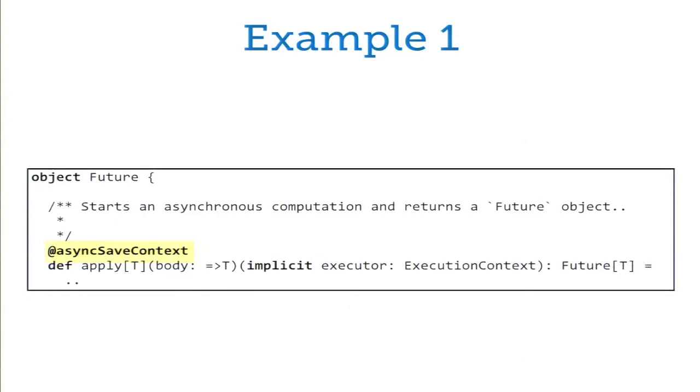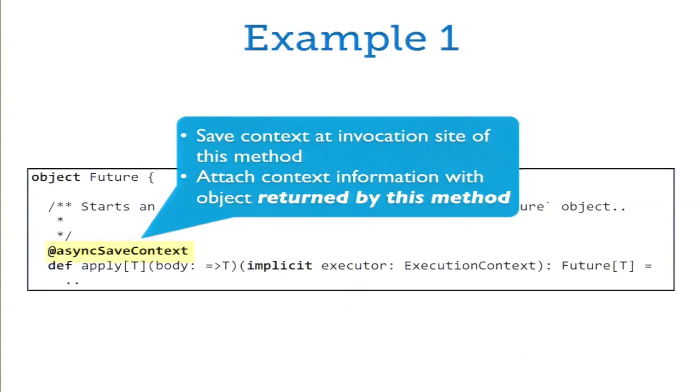Okay, so here's an example. Let's say in my future, we've already seen this singleton object, where I have my apply method, where I cut out all the comments here. I could, for example, provide an annotation, I don't know, async save context. Naming is difficult, but something along those lines.